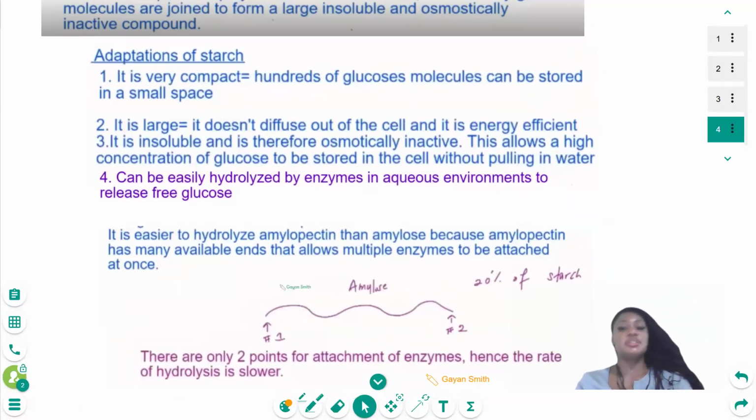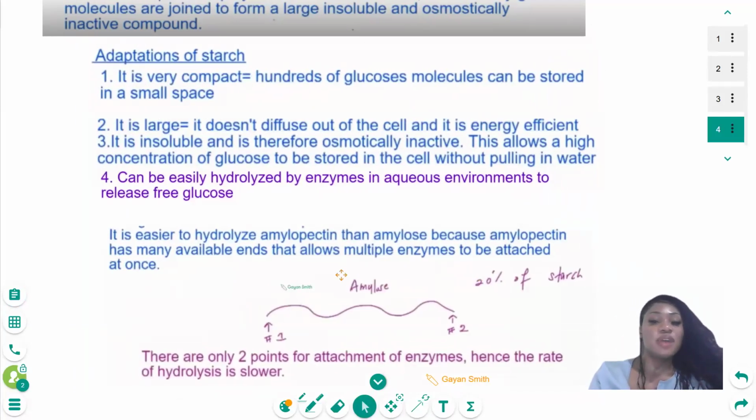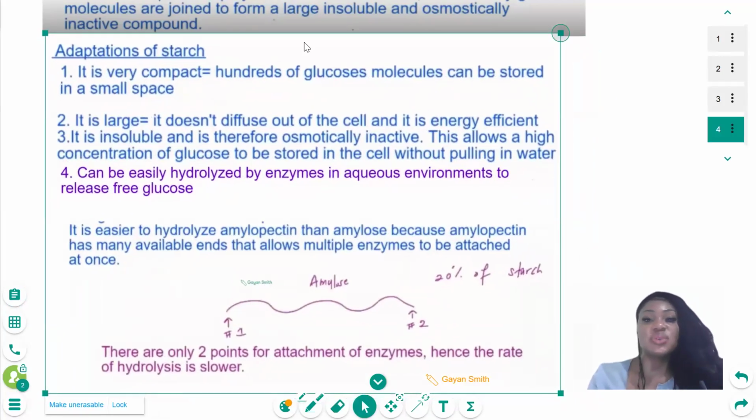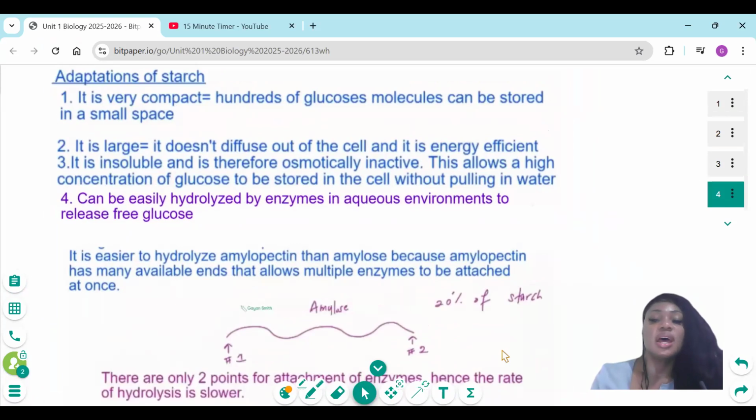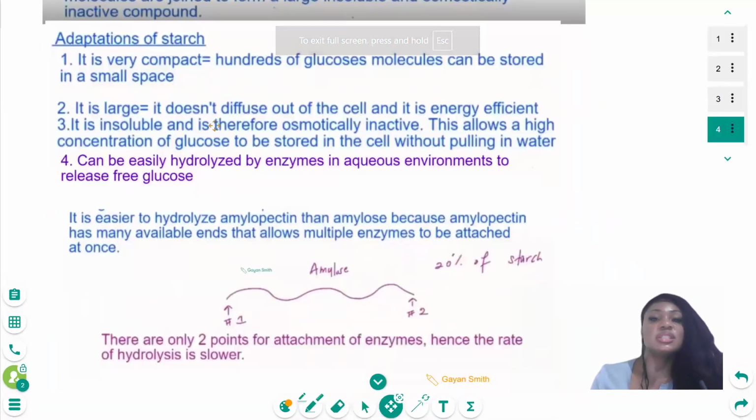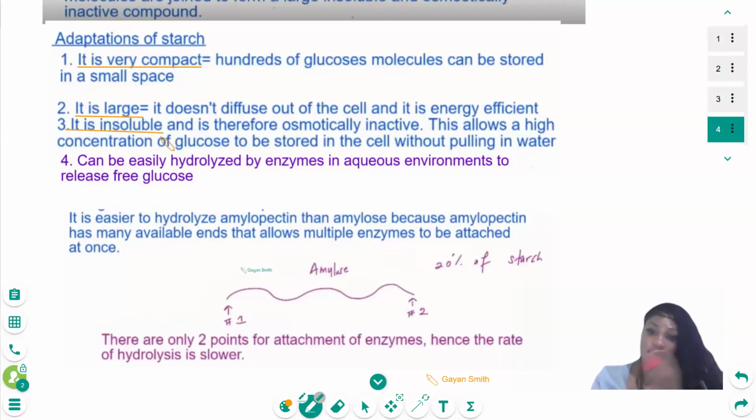Right, so the adaptations of starch now. For it to do the function that we just stated a while ago, which is to allow the cell to store large amounts of glucose without affecting the osmotic balance, we say starch is very compact. It has hundreds of glucose molecules in a small space. It is also large, so it doesn't diffuse out of the cell, and it's very energy efficient. It is insoluble, and therefore it is osmotically inactive, and this allows a high concentration of glucose to be stored in the cell without pulling in water.